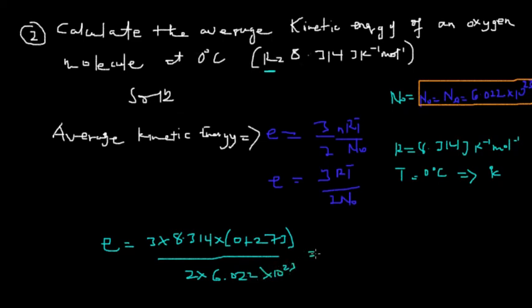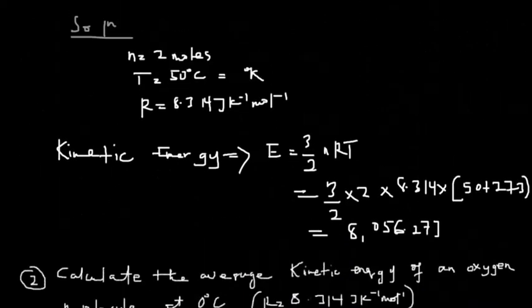When you compute the whole of this, you end up with 5.65358, let's end it here, times 10 to the power minus 21 joules. So this is how you calculate average kinetic energy, and kinetic energy itself.